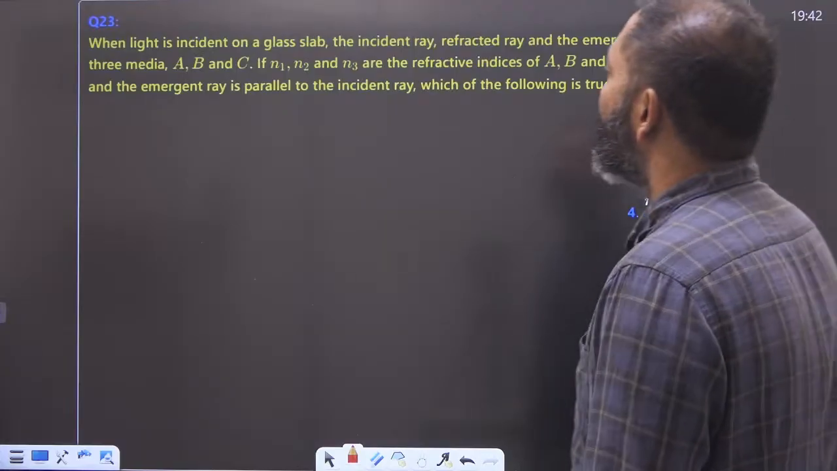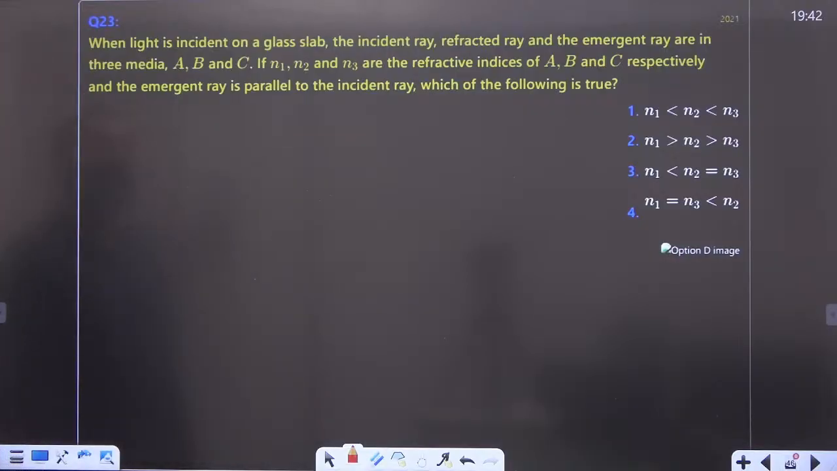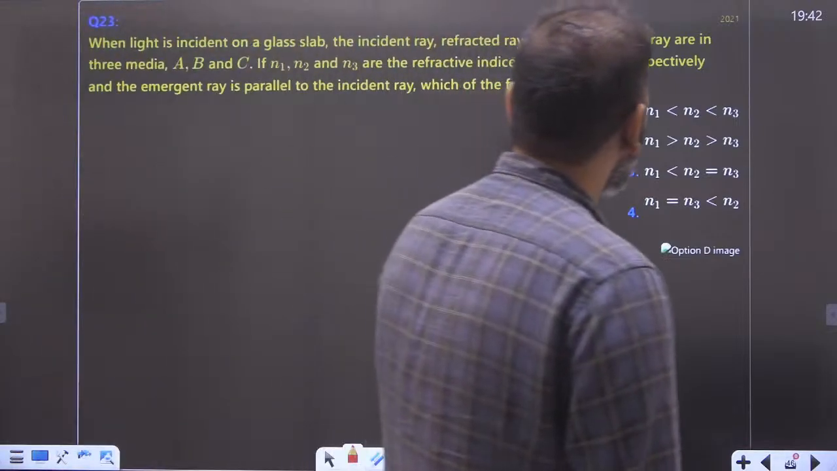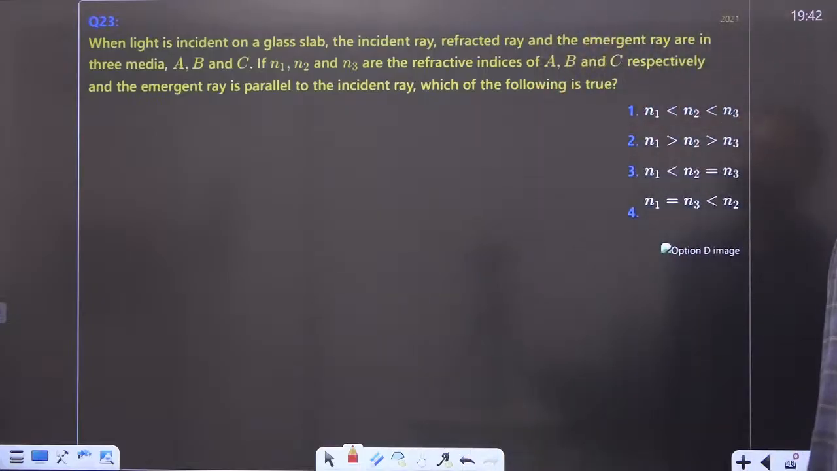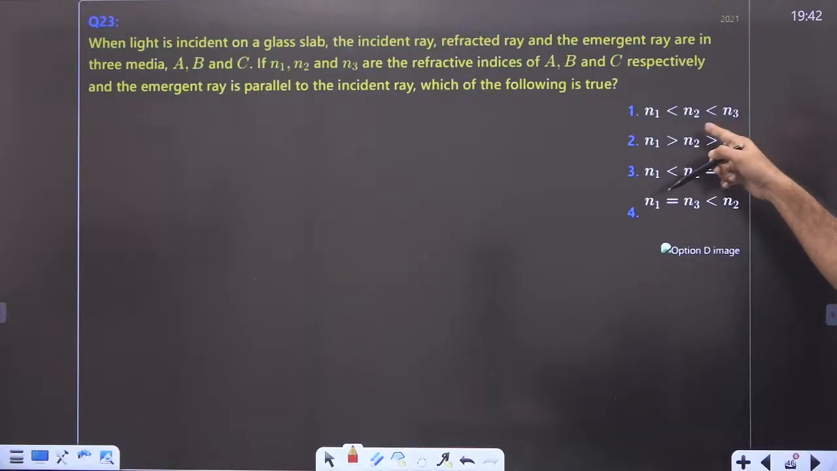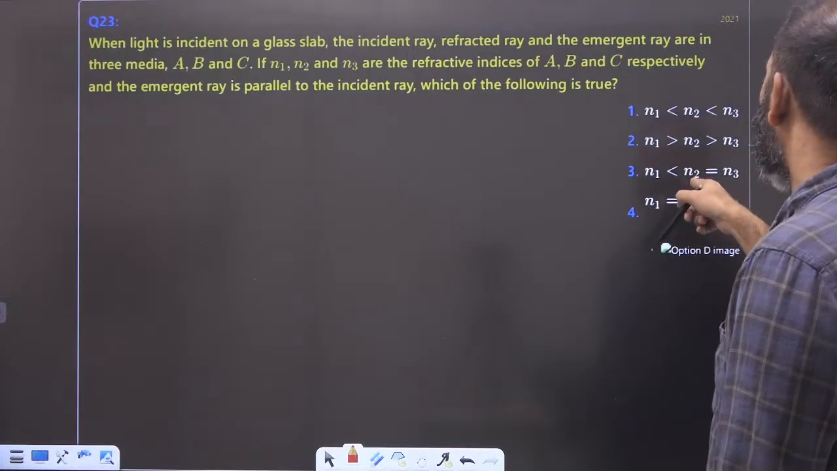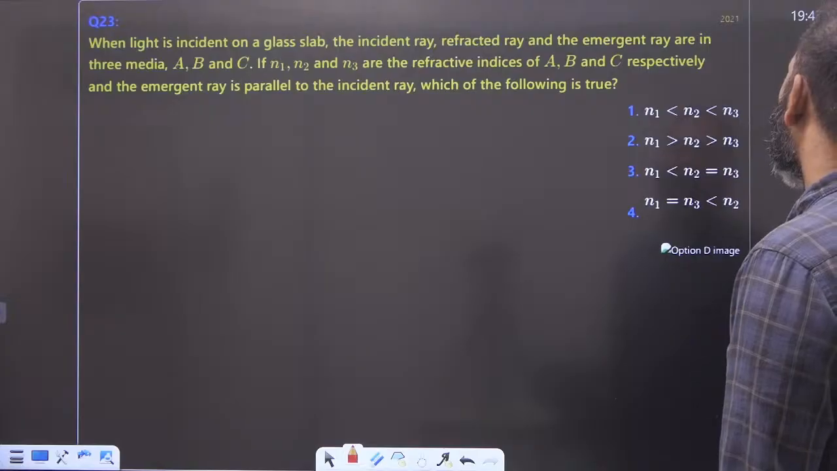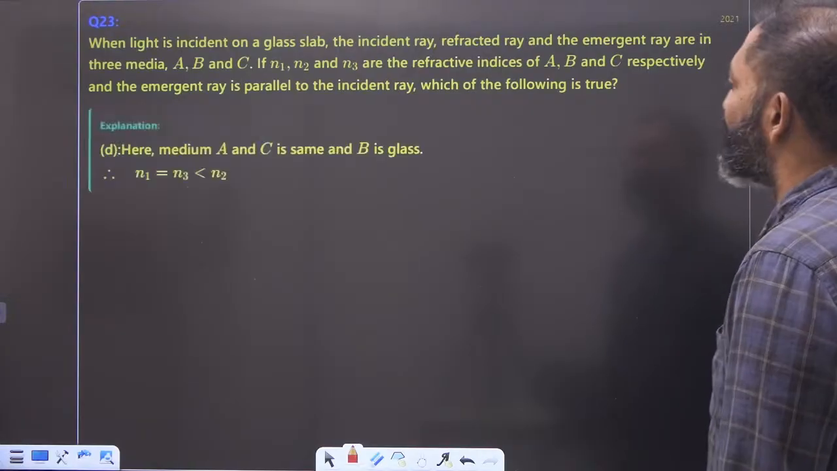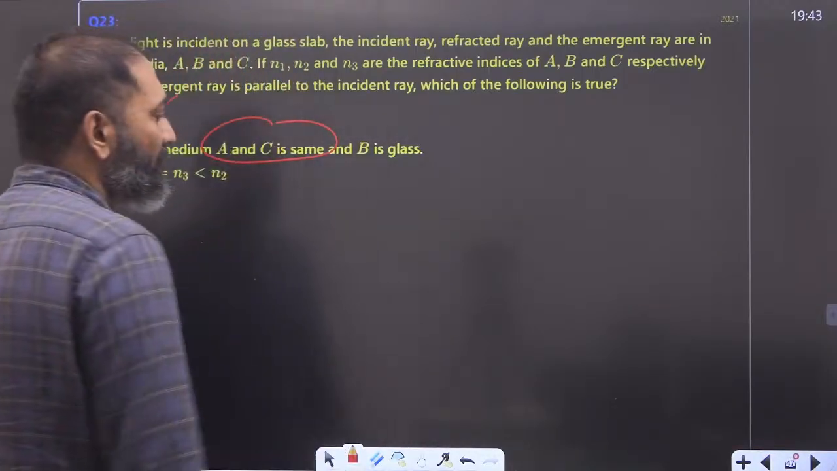When light is incident on a glass slab, the incident ray, refracted ray and the emergent ray are in three media A, B, C. If N1, N2, N3 are the refractive indices of A, B, C respectively, and the emergent ray is parallel to the incident ray, which one of the cases is true? ശ്രദ്ധിക്കണം, ഇവിടെ പാരലൽ ആണ് വരുന്നത്. അപ്പൊ N1 ലെസ് ദാൻ N2 ആണ്, N2 ഗ്രേറ്റർ ദാൻ N3 ആണ് വരണ്ടേ. മനസ്സിലായോ? അപ്പൊ ഏതാ ഓപ്ഷൻ വരുന്നത്, ഓപ്ഷൻ ഡി ആണ്. Here medium A and C is same and B is the glass.